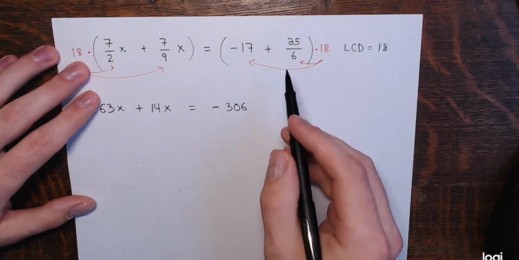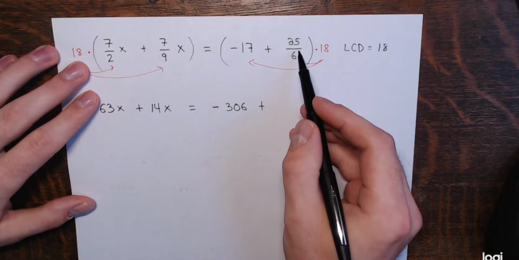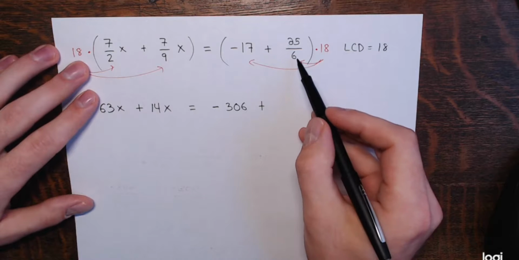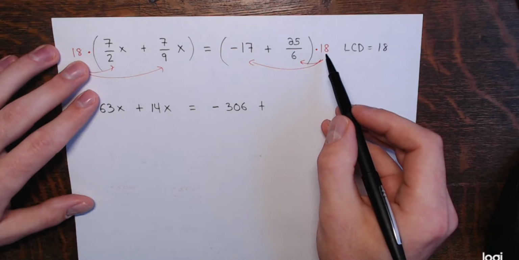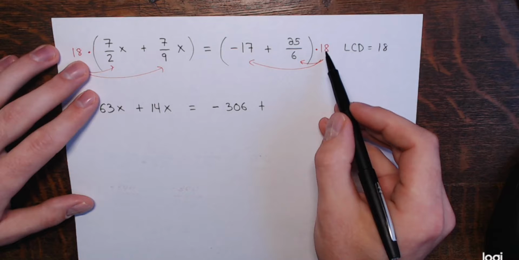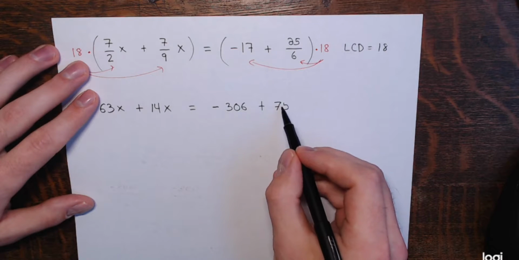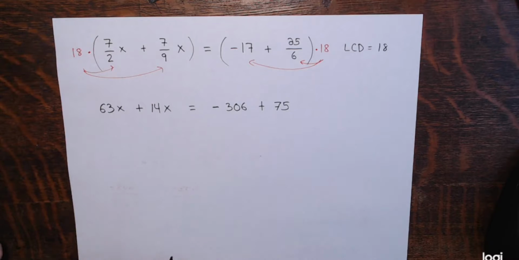And then plus, again, the whole reason we're multiplying by the LCD is so the denominators will go away. All these denominators should go into it evenly. 6 goes into 18 3 times, and then you'd have 3 times 25, or 75. And now I have an equation with no more fractions. It's a lot prettier, right?